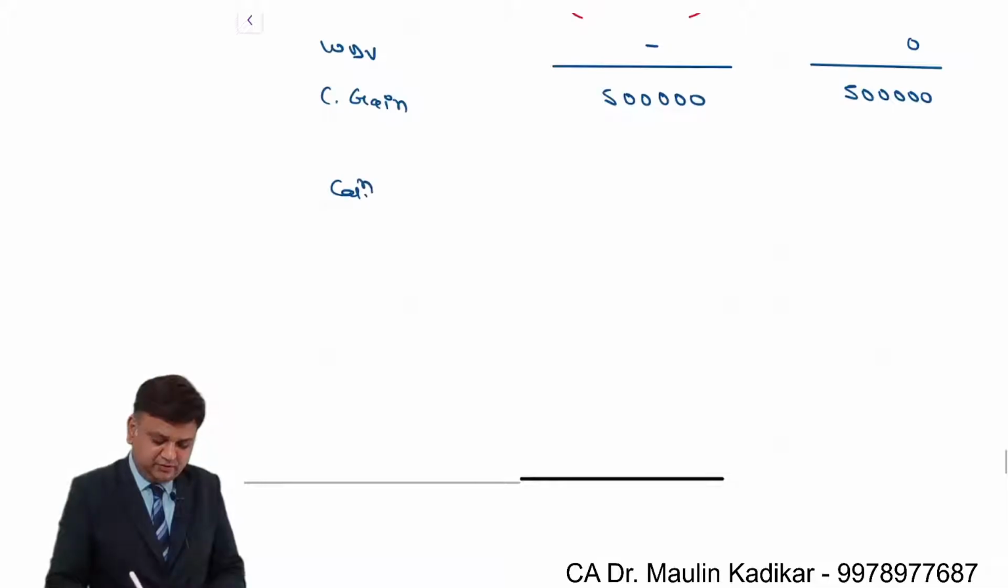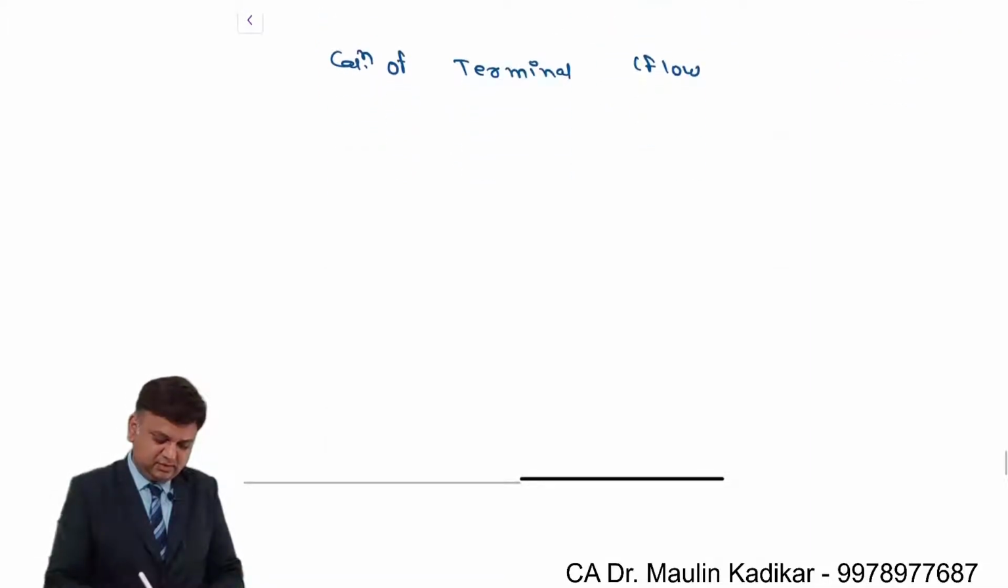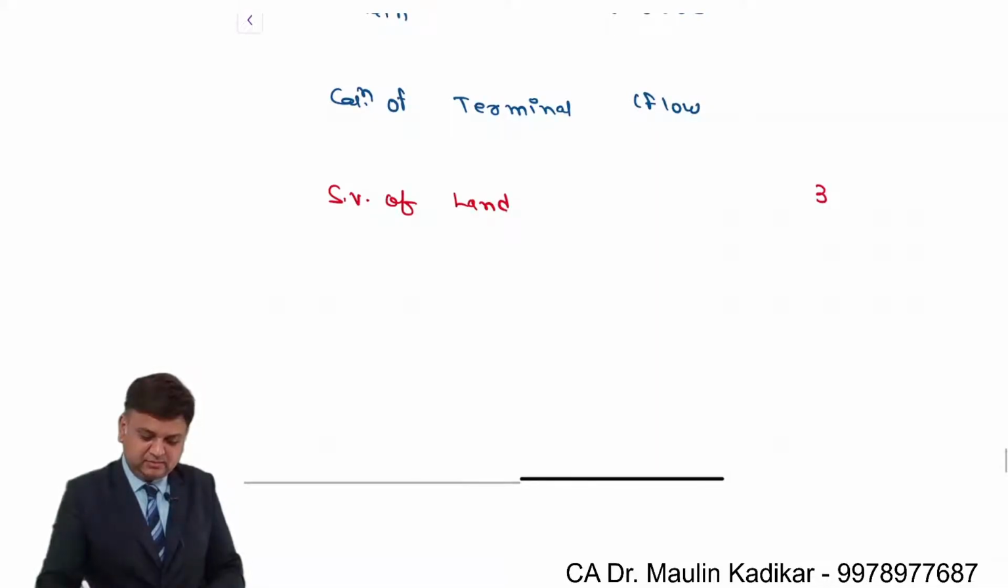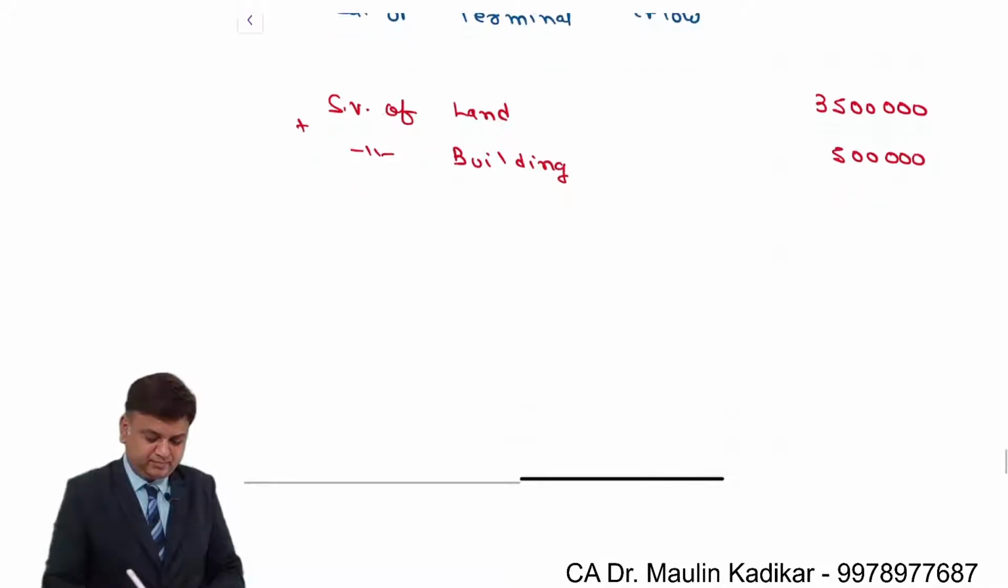Then calculation of terminal cash flow. In that, sale value of land, an amount of 35 lakhs plus sale value of building complex, an amount of 5 lakhs minus capital gain tax.